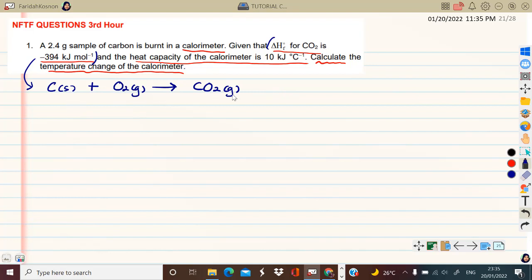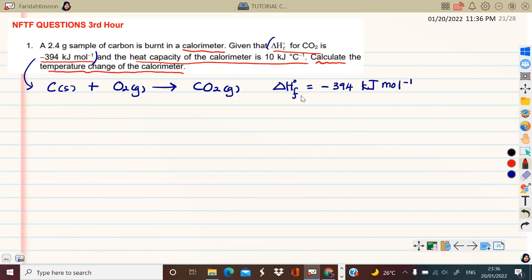So when you check, everything is already balanced. Don't forget to write at the end of the equation the standard enthalpy of formation for carbon dioxide, which is negative 394 kilojoule per mole. So the thermochemical equation I am showing now represents the standard enthalpy of formation for carbon dioxide. When we want to write this thermochemical equation, we have to remember the definition.